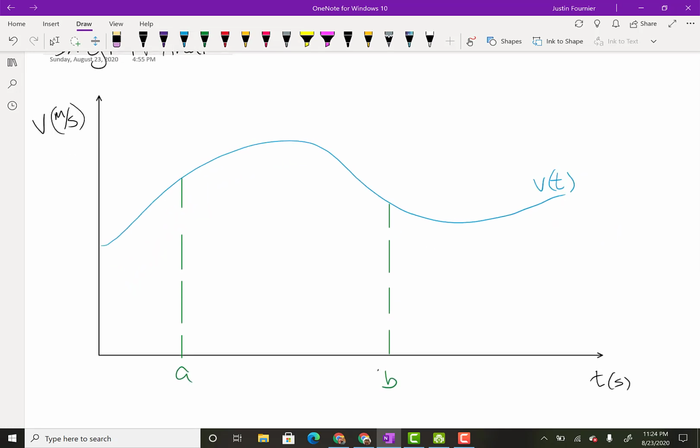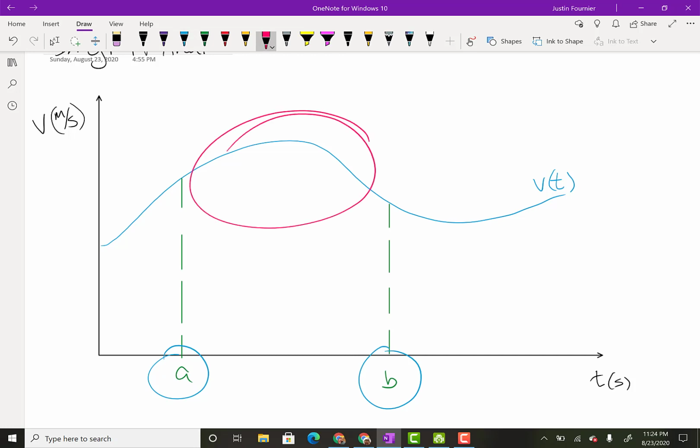So, okay, I've got a velocity versus time graph, and let's say I wanted to find out what the displacement is between times A and B. I would say, oh, that's the area under the graph, and if it was a rectangle or a triangle or even a trapezoid, I could do this. But this is a little more confusing. This is some weird curved shape, so I can't just use some area formula to figure that out.